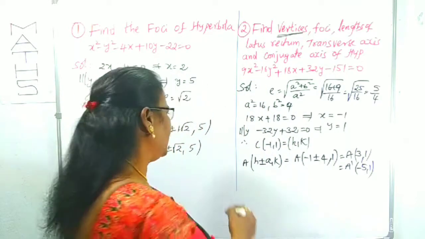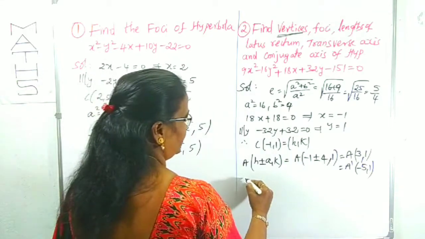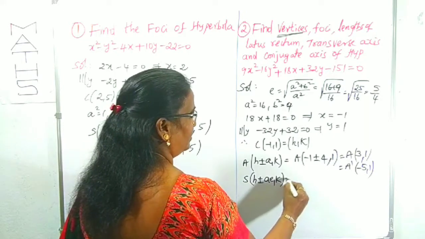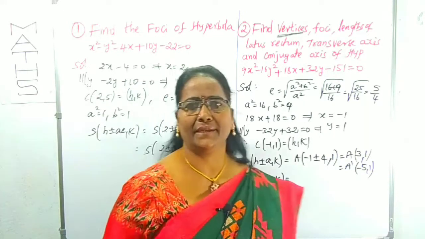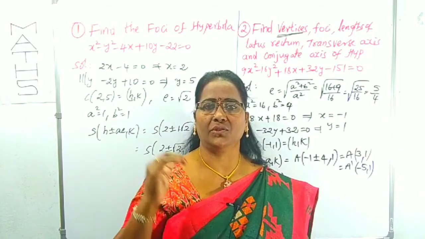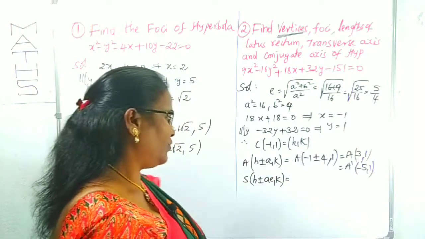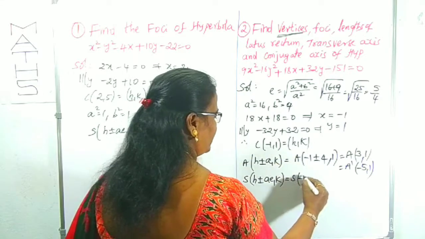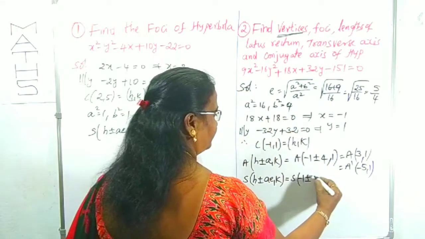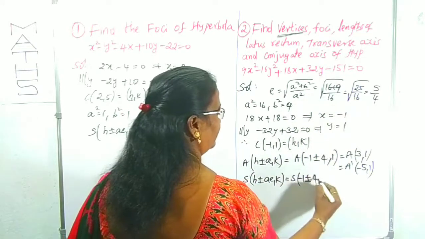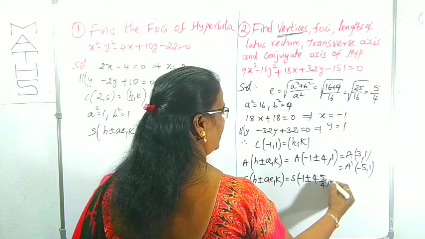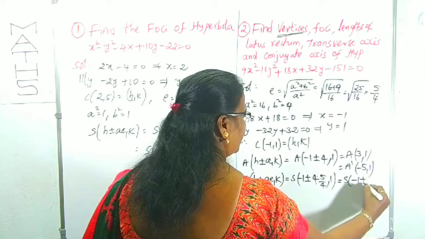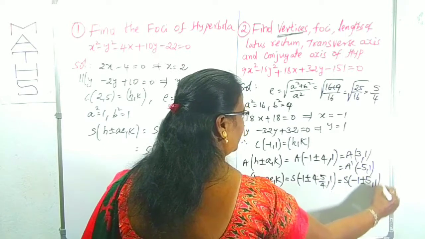Then what is asked? Foci. Same formula for foci: h plus or minus a e comma k. You have to remember all these tips and tricks, which are in the previous lecture. You can watch that. h is minus 1, plus or minus a, which is 4, e is 5 by 4, comma 1. From this you can find the foci: minus 1 plus or minus 5 comma 1, because 4 gets cancelled.